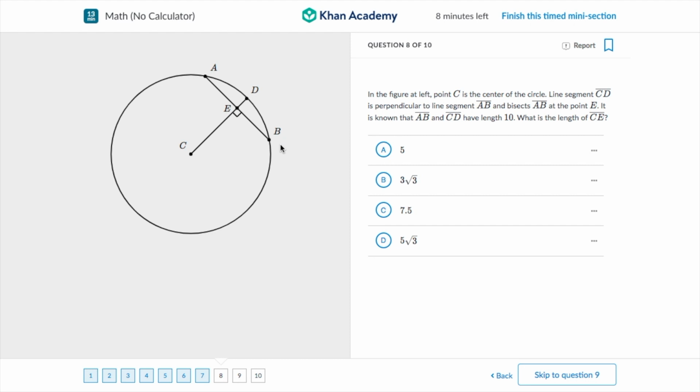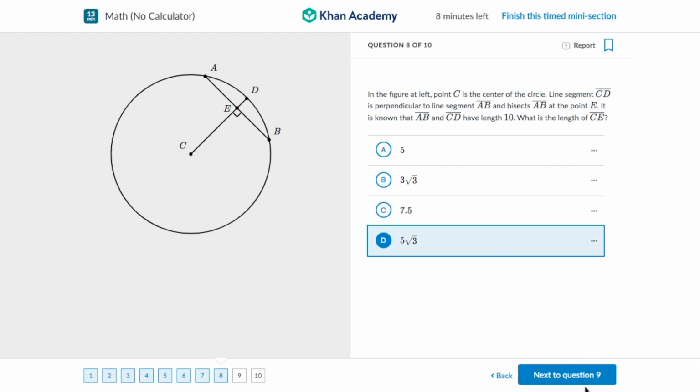Now if you remember your 30, 60, 90 triangles, if this is x, then this is 2x, and this is going to be x root 3. Well, can we see a pattern here? This is a right angle, this is 5, and this is 10. We're multiplying EB by 2 to get CB. So that must mean that CE is going to be 5 times root 3, and that's an answer.